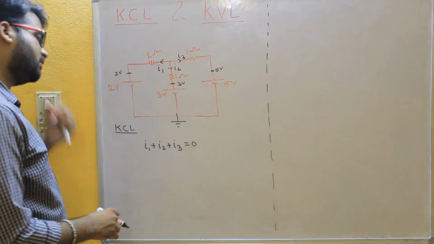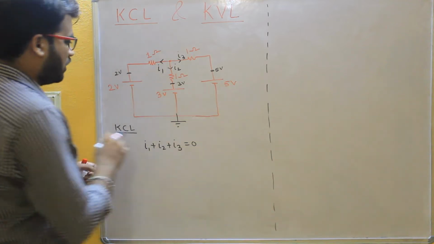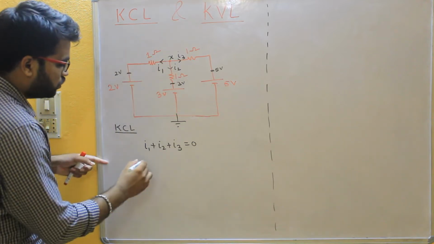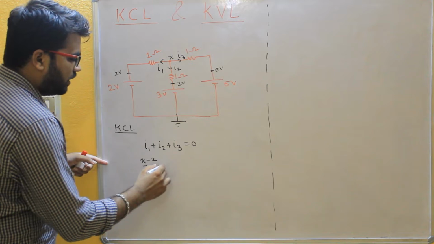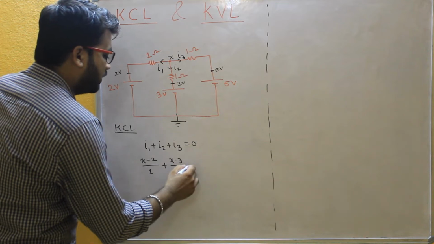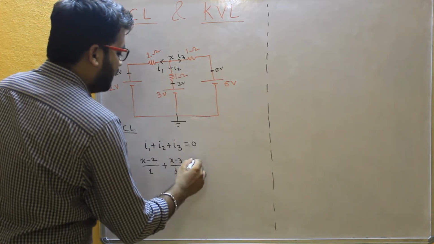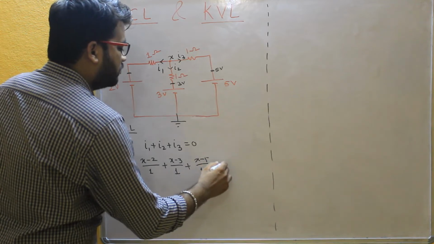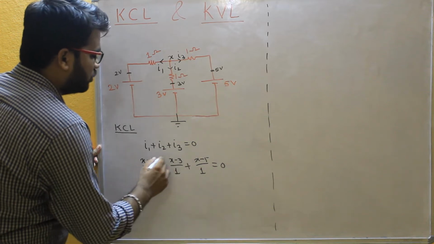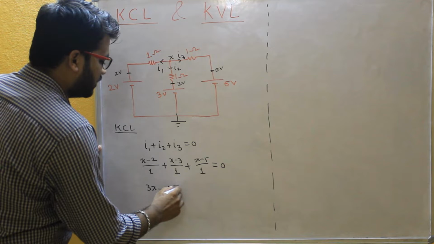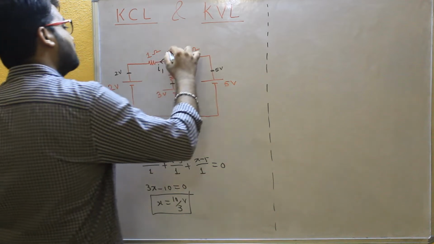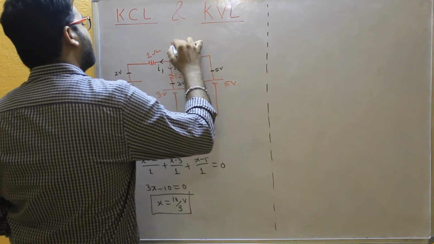And we have the Kirchhoff's current law equation I1 plus I2 plus I3 as 0. So now what is I1? I1 is the potential at this point x minus 2, divided by 1, isn't it? So (x minus 2) divided by 1 is I1. I2 is (x minus 3) divided by 1, plus I3, (x minus 5) divided by 1, and that is equal to 0. Now x plus x plus x is 3x, minus 2 minus 3 minus 5 is minus 10, equal to 0. So x is equal to 10 by 3 volts. This junction potential we got by using Kirchhoff's current law, and that is 10 by 3 volts.